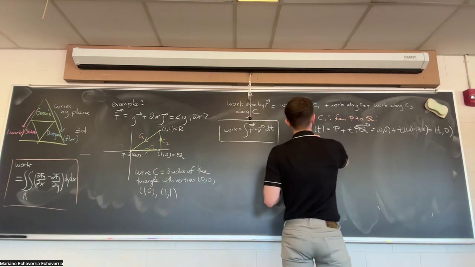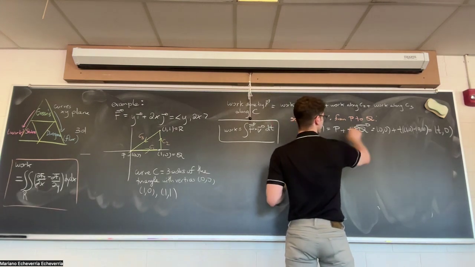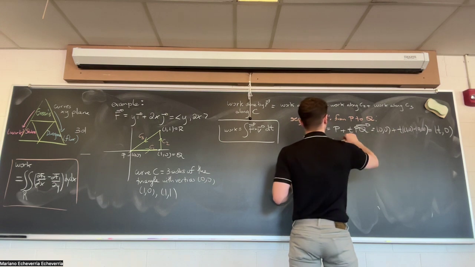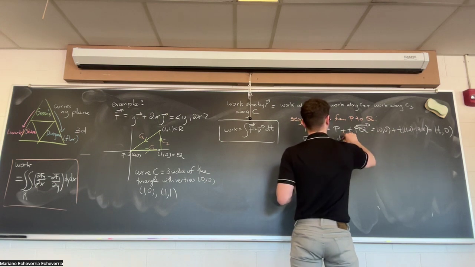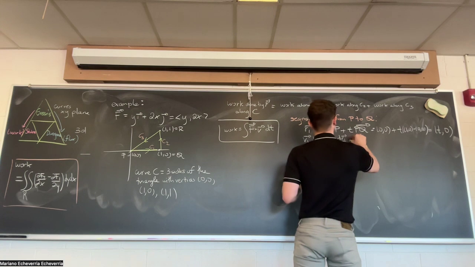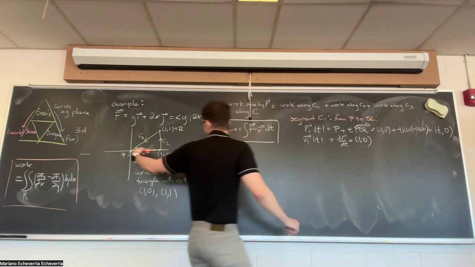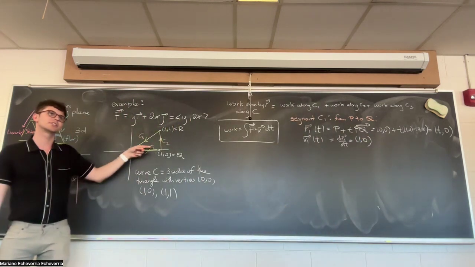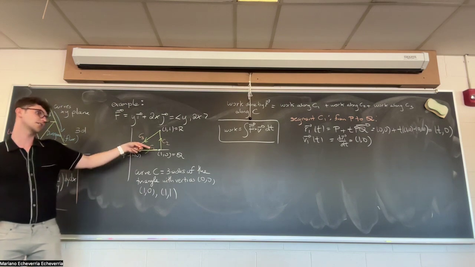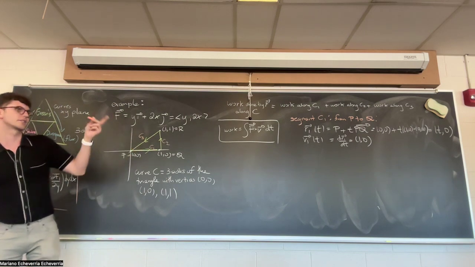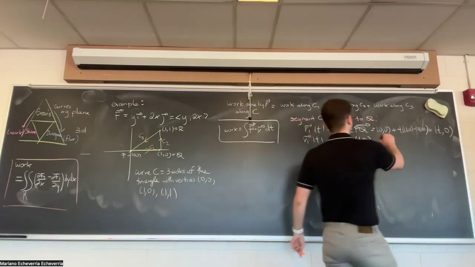The corresponding velocity vector is easy, just the derivative of that. So it's 1, 0, which makes sense because the first segment is completely horizontal. So the direction for this segment should be the vector i, pointing in that direction.